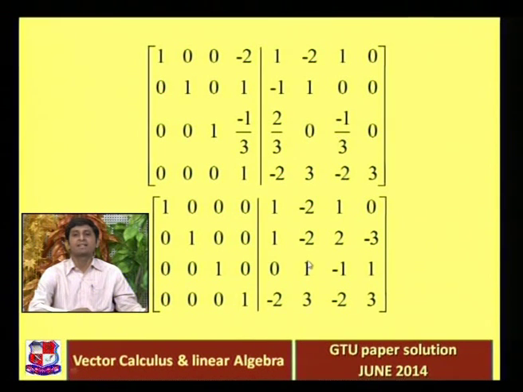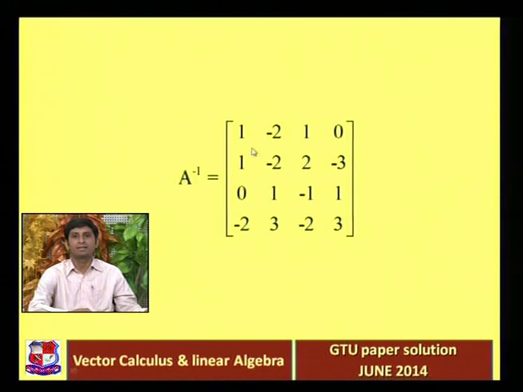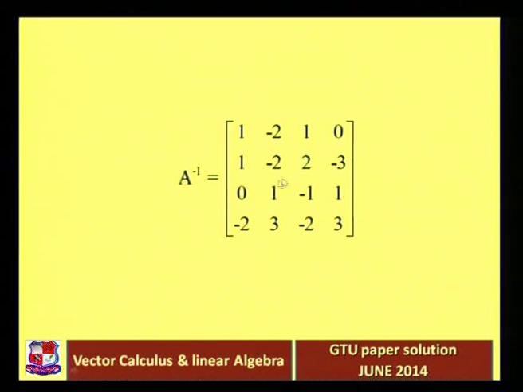So the right hand side, that is our inverse, and that is exactly 1 minus 2 1 0, right, 1 minus 2 2 minus 3 and 0 1 minus 1 1 minus 2 3 minus 2 3. So now using this Gauss Jordan method, here we find the inverse of this 4 cross 4 matrix.